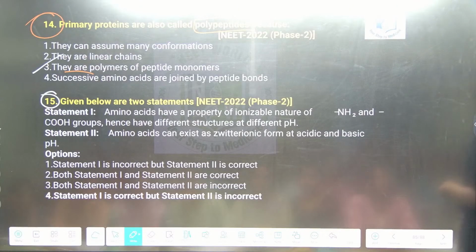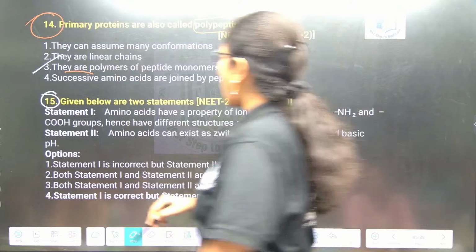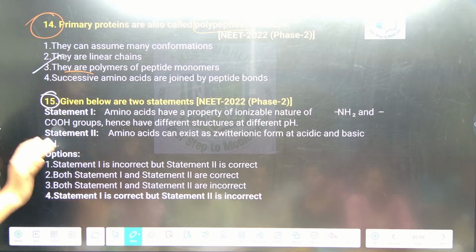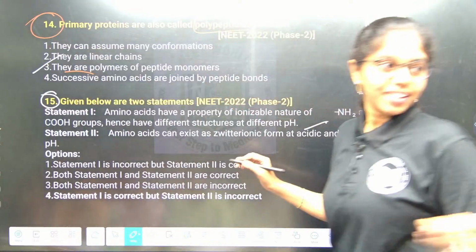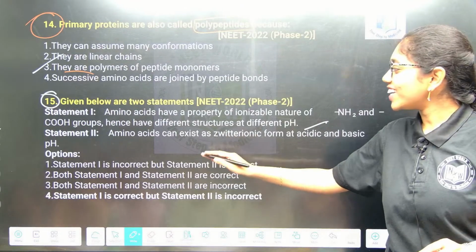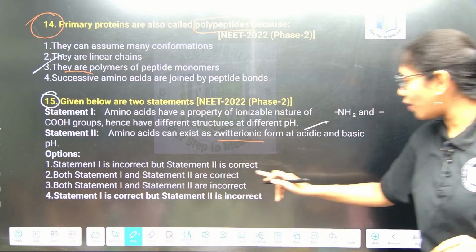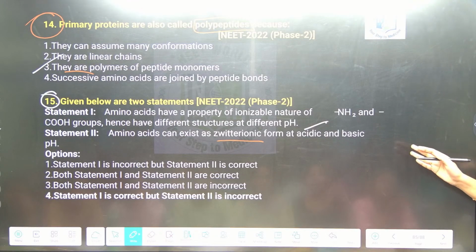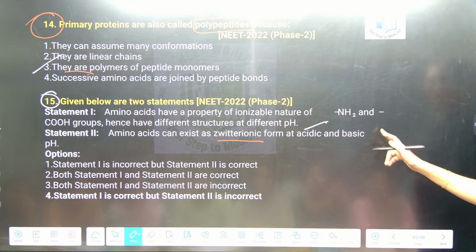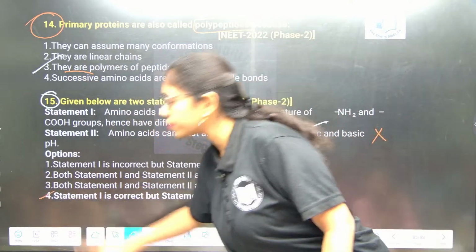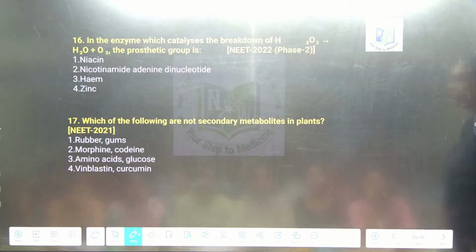Yes, Afrin? Fourth option, good. Amino acids have a property of ionizable nature of amino and carboxyl groups. Hence, they have different structures at different pH. Amino acids can exist as zwitterionic form at acidic and basic pH. No, only at neutral pH, right? Only at neutral pH, which is known as isoelectric point. So the right answer is 4. Clear? Next question.